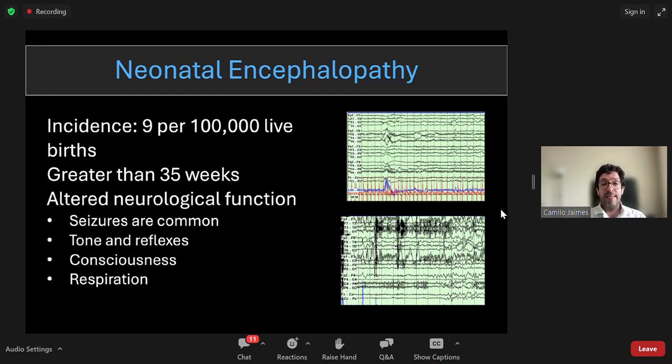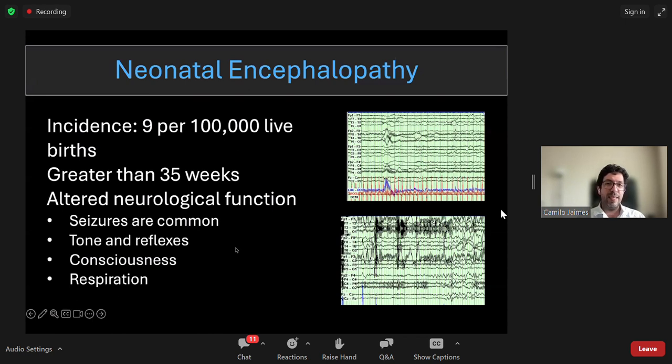In terms of their incidence, give or take 9 per 100,000 live births, we're going to be discussing mostly about term newborns. There are a number of peculiar and unique features when you're dealing with preterm birth that we won't be focusing on here. And this is how they present.